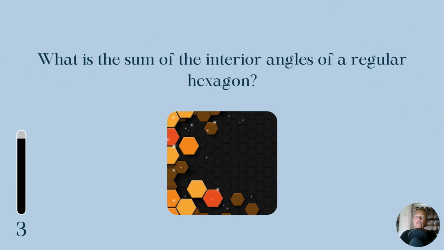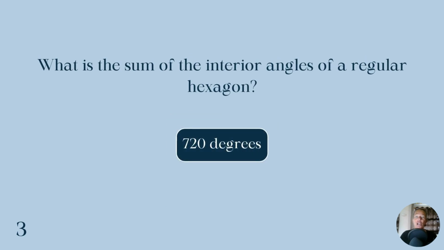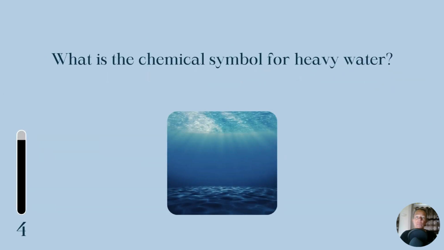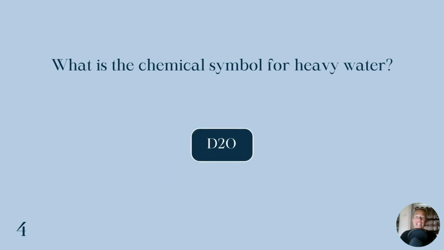What is the sum of the interior angles of a regular hexagon? That is 720 degrees. What is the chemical symbol for heavy water? D2O.